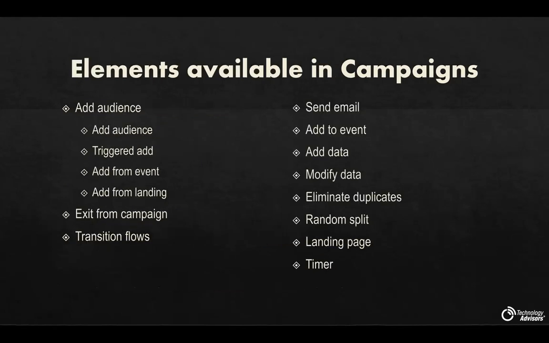All right, so what are all the things that you can do in a campaign? This is a list of every single element that's currently available in a campaign, meaning every single thing your campaign can do. Let's start with adding people to a campaign. There are 4 different types of add audience elements available in campaigns. The first one is just called adding an audience, and it's the most basic.